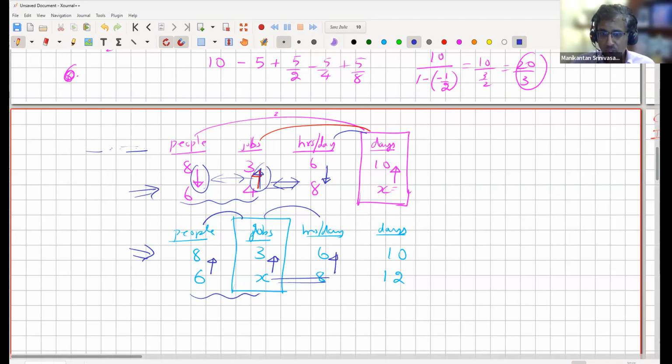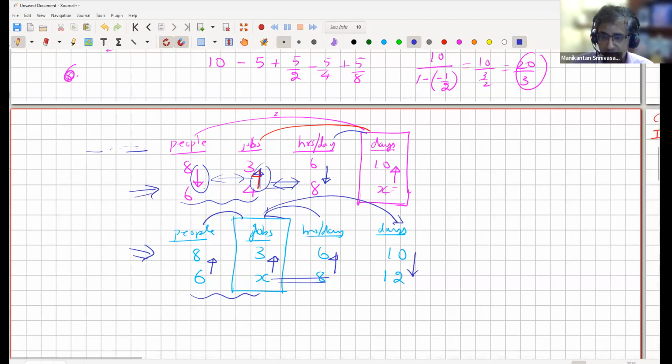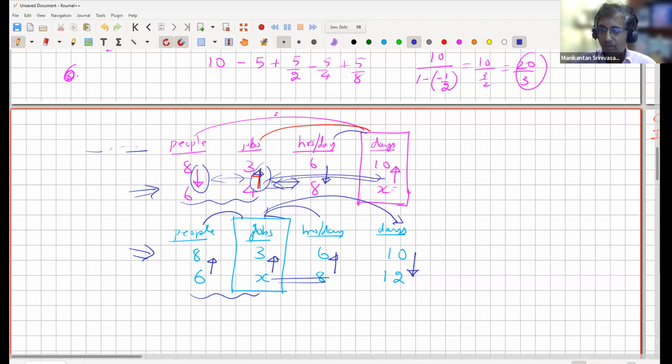Similarly, jobs and days. I won't talk about any other parameter. More jobs will require more days or fewer days? More jobs will require fewer days, and therefore they'll be opposite like this. And note that in the first example, they were in the same direction. So same problem, but depending on what you're trying to solve for, the arrow directions will change.